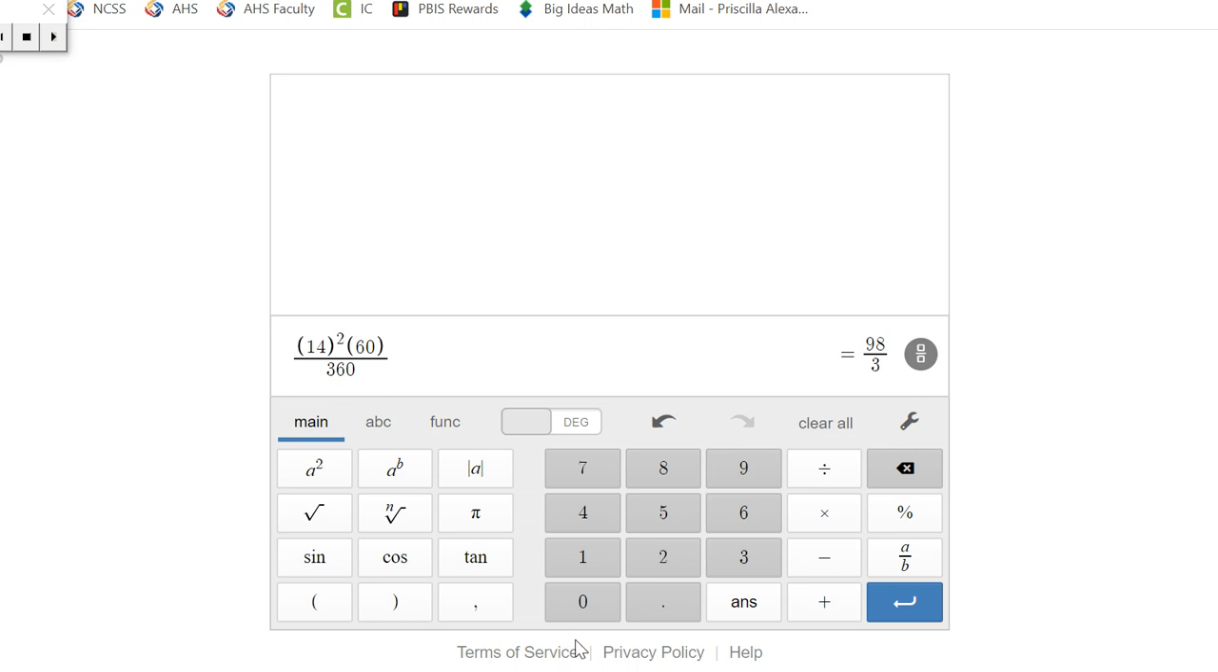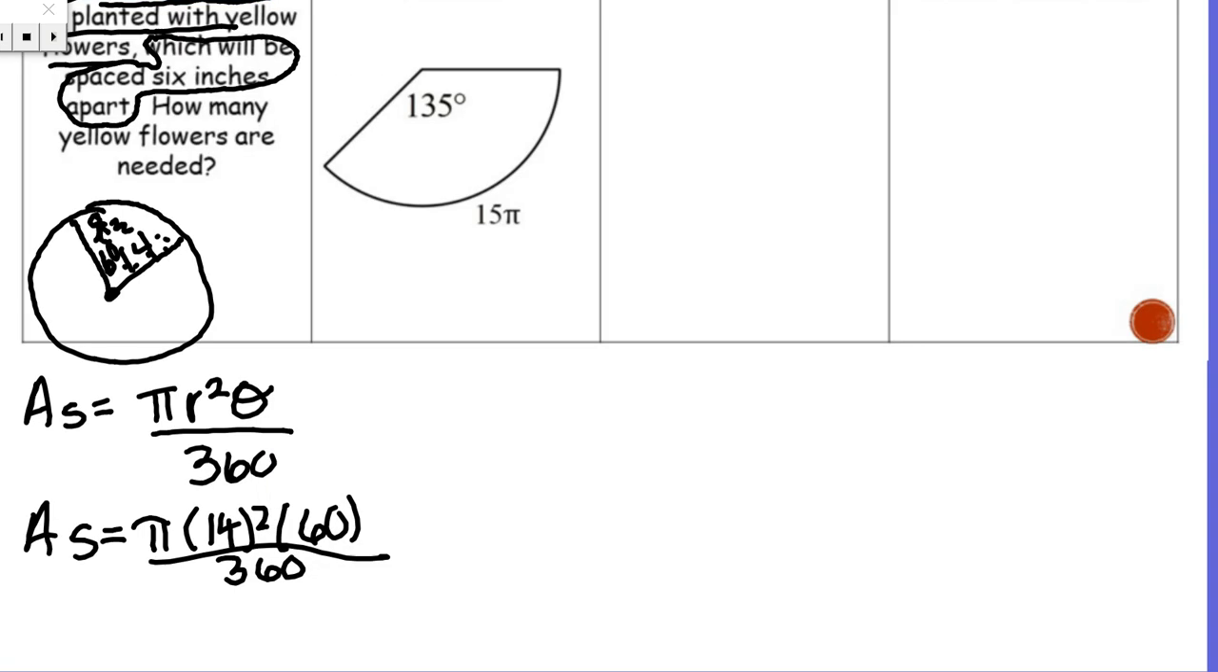And that's 98 over 3. Did I do that correctly? Yep. So the area of the sector is 98 over 3 pi, and this is feet squared.